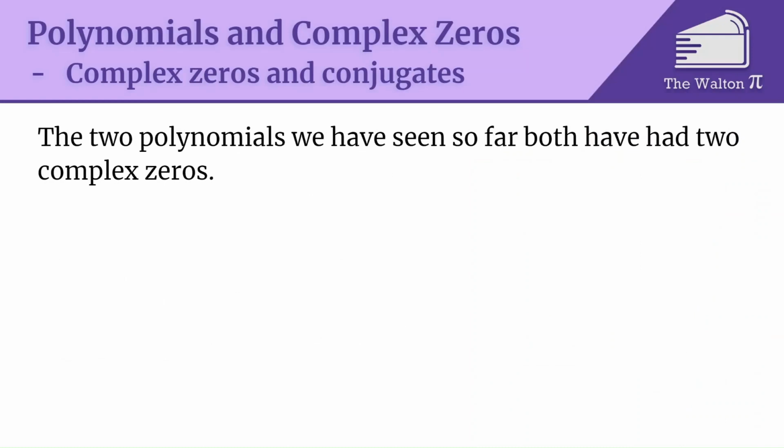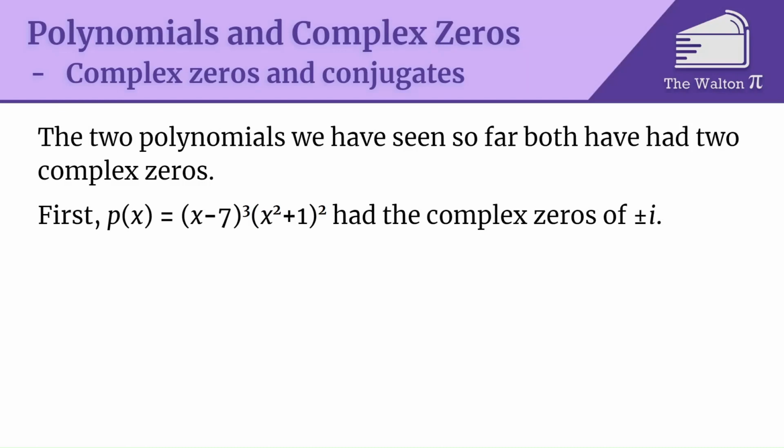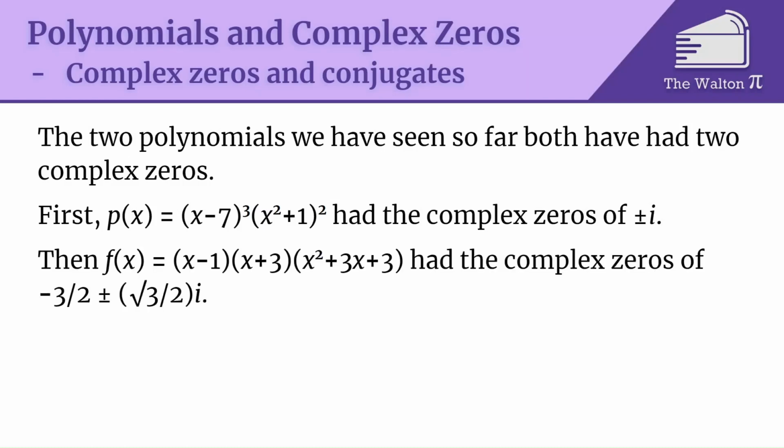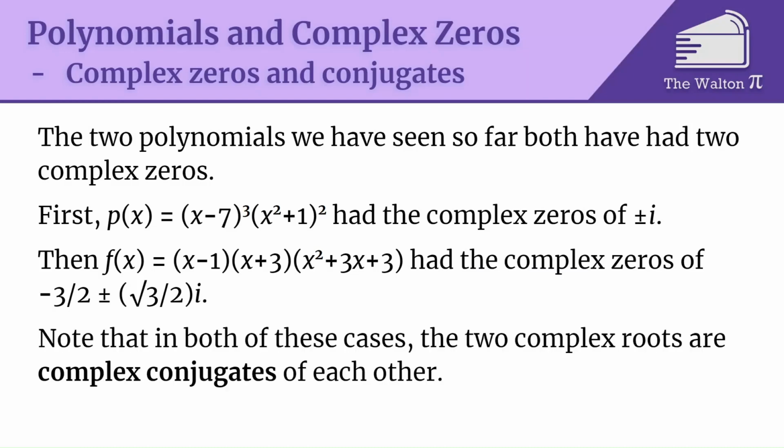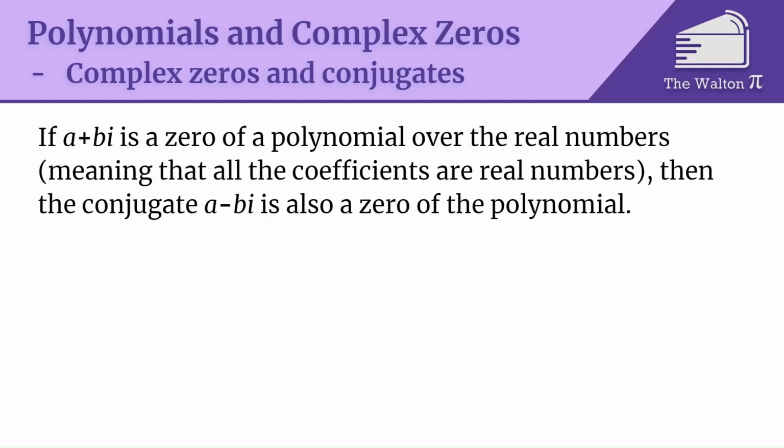Now, the two polynomials we've seen so far both have had two complex zeros. First, we had p of x is (x - 7)^3 times (x^2 + 1)^2. Those had the complex zeros of plus or minus i. And then f of x equals (x - 1)(x + 3)(x^2 + 3x + 3) had the complex zeros of -3/2 plus or minus the square root of 3 all over 2 i. Note that in both of these cases, the two complex roots are complex conjugates of each other. This is not a coincidence. This is actually always true.